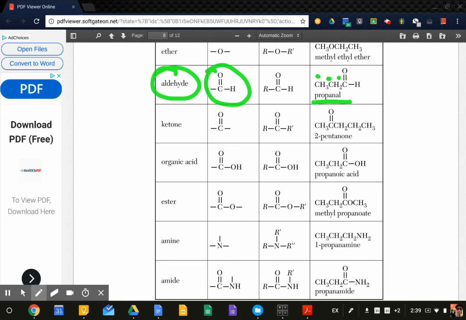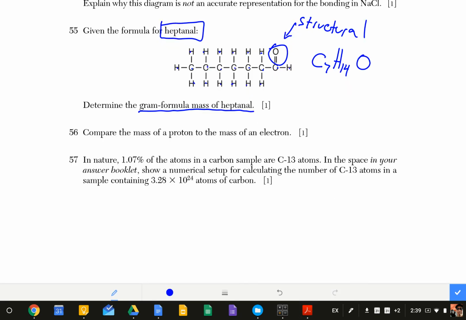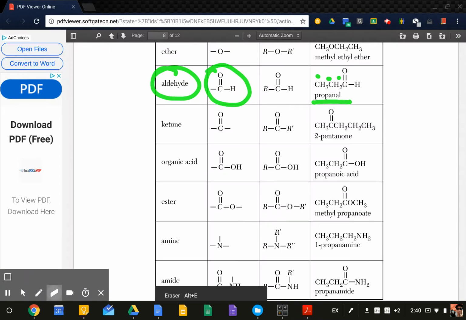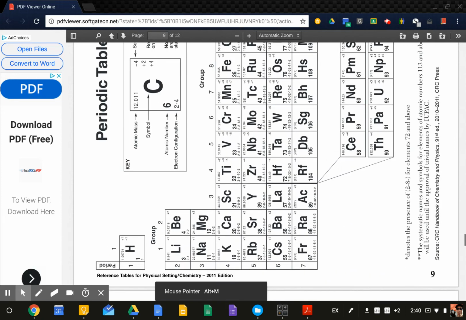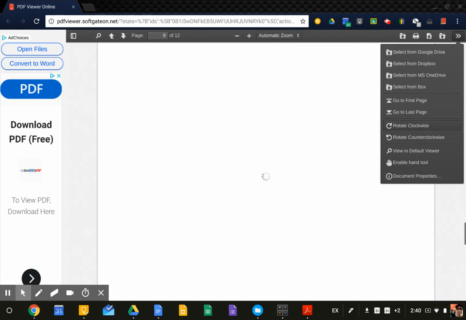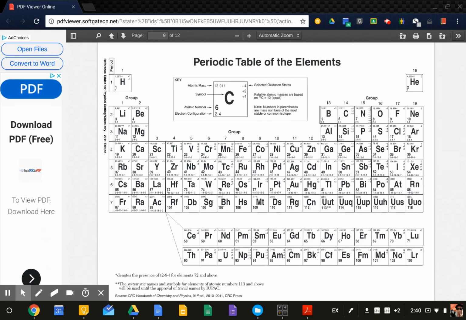Okay, so now back to the question. We know the chemical formula for heptanal, which is a type of aldehyde. They want us to find the gram formula mass. All that means is that we have to look up the mass of the elements, carbon, hydrogen, and oxygen, and add up how many of those atoms there are, and then we will have the mass of this molecule. So now we need to go to the periodic table. Let me clear all this. Okay, let's go to the periodic table. I need to rotate this clockwise. Okay, so here we go. The elements are carbon, hydrogen, and oxygen.